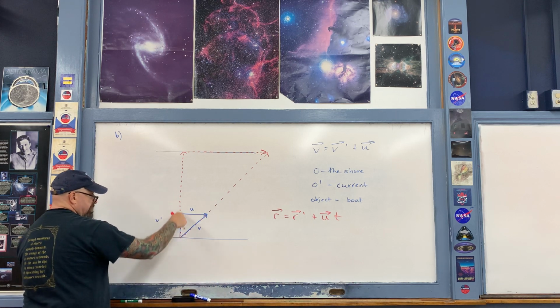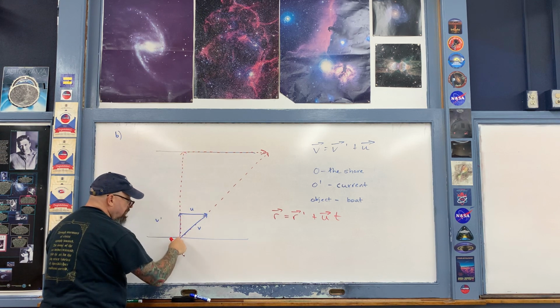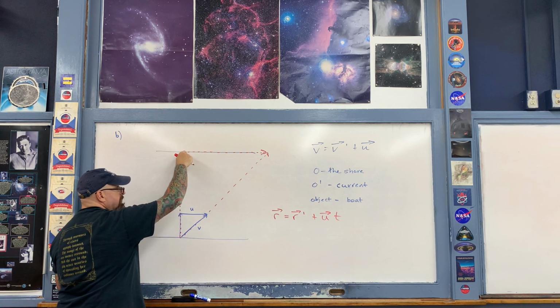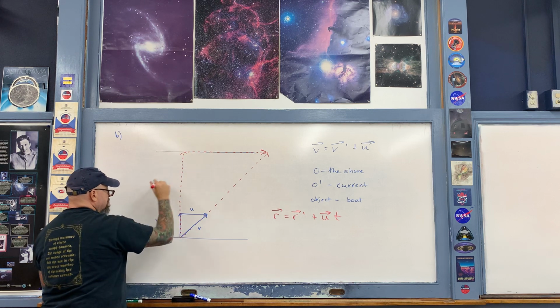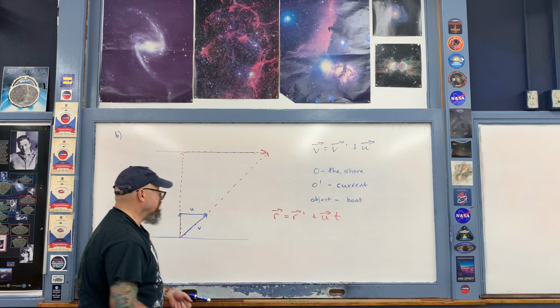This right here is the position of the boat relative to the water. Relative to the water, all that happens is that the boat just goes directly across the stream, like so. This is R prime, that's the width of the stream, that's what's given as 100 meters.